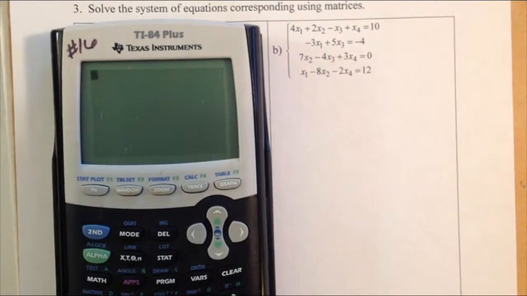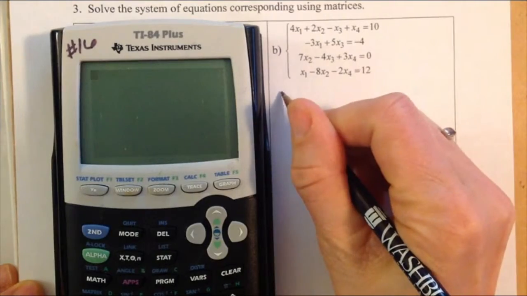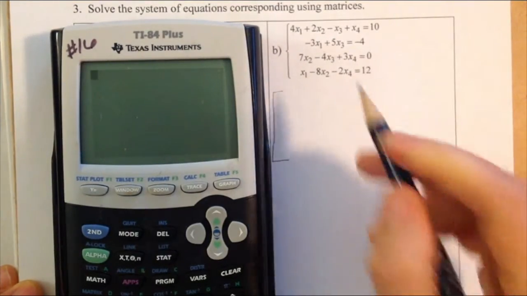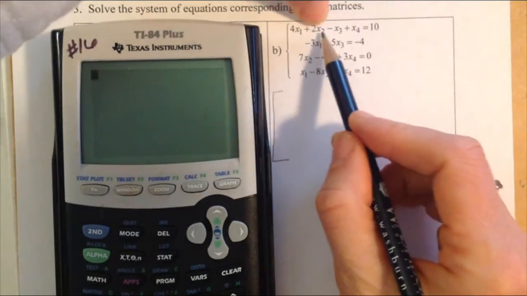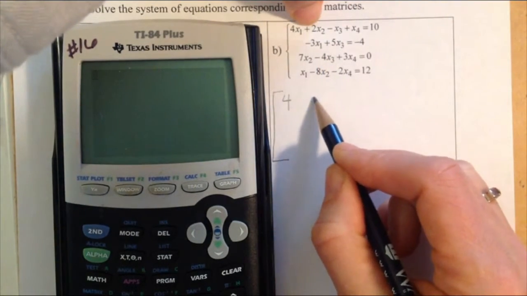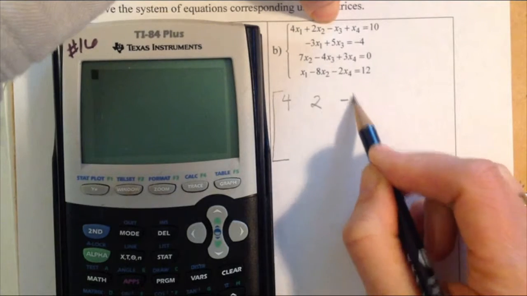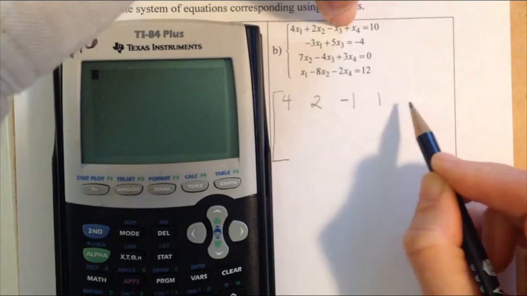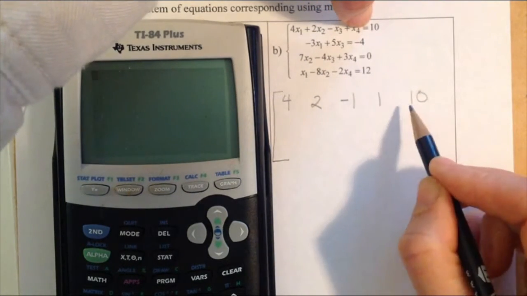I want to solve this system of equations by using matrices. So the first thing I want to do is convert this to be the augmented matrix. I have to make sure to watch the variable names here. I've got 4x1s, 2x2s, negative 1x3s, 1x4, and the other side of the equation is 10.